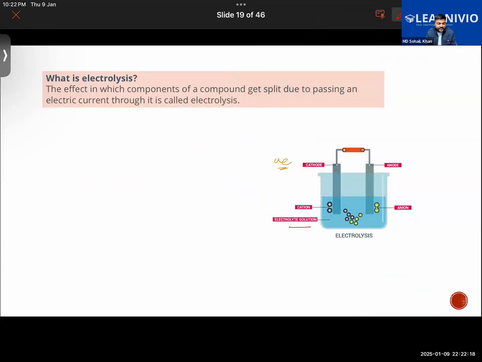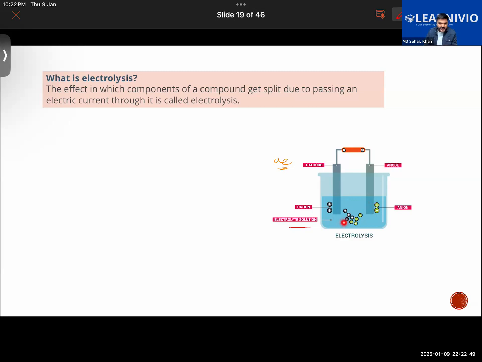So what is electrolysis, right? Electrolysis is basically the phenomenon in which the components of a compound get split up into ions when electricity passes through it. So that is called electrolysis. Let me repeat that. It is the phenomenon in which the components of a given liquid, a given compound, split up into ions when electricity passes through it.